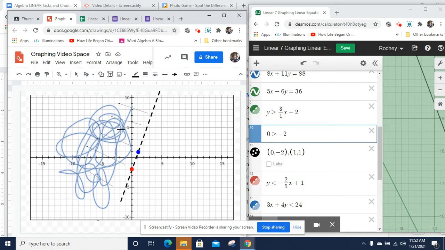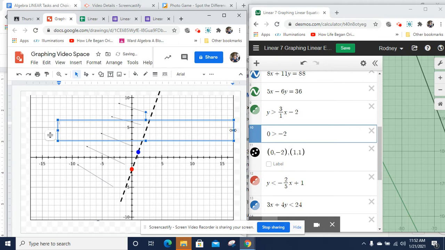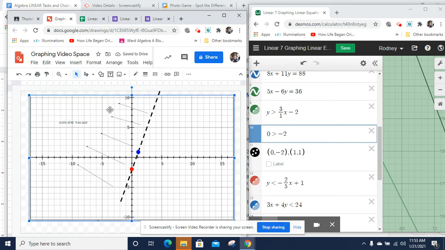Either way, draw a bunch of arrows on one side, somehow indicate, or you could just get a text box and type in over here or this side. You can do that. Okay, so now we know that this side is the side that is shaded. This side is no man's land. Nothing gets included in the inequality. And since it's a dashed line, the dashed line does not get included as well.